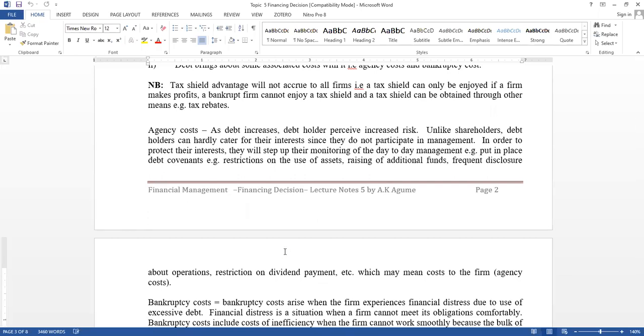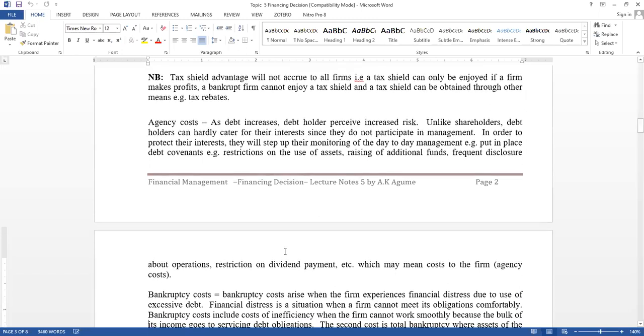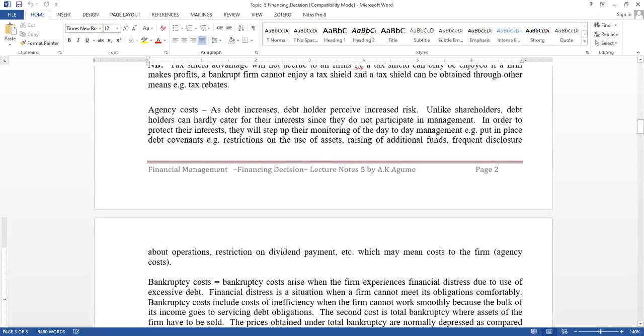Because you find that the debt holders can hardly cater for their interests since they do not participate in management. So in order to protect their interest, you find that they set up monitoring of the day-to-day management. They put debt covenants, e.g. restrictions on the use of assets.